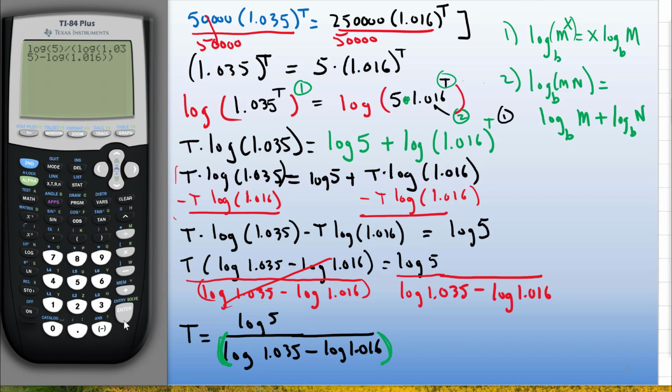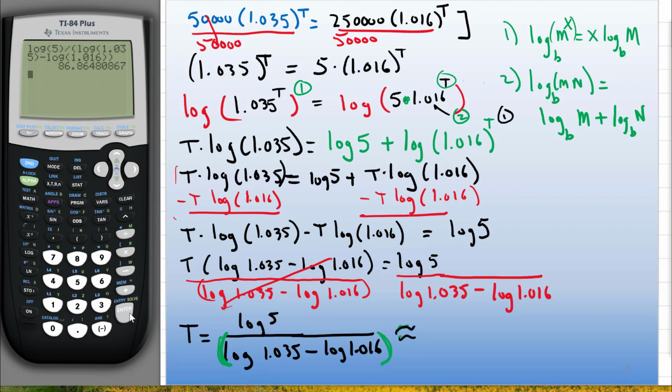And when we do type it, we'll enter it, and we get that the time is approximately 86.86. Well, let's just call that 87 years. So in 87 years, the city with the smaller population is going to catch up to the other city, B, that had the bigger initial population.